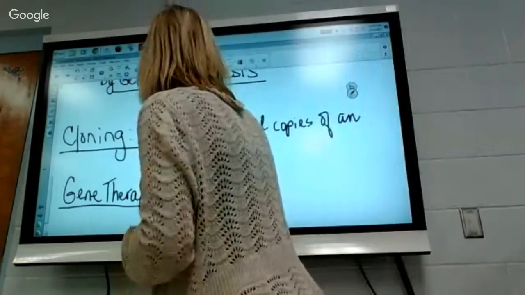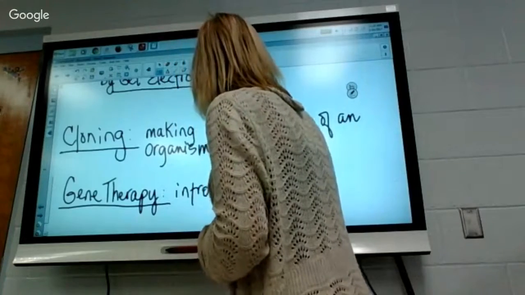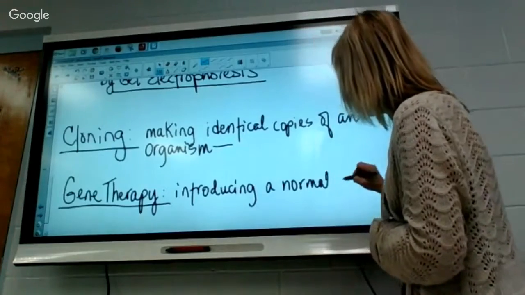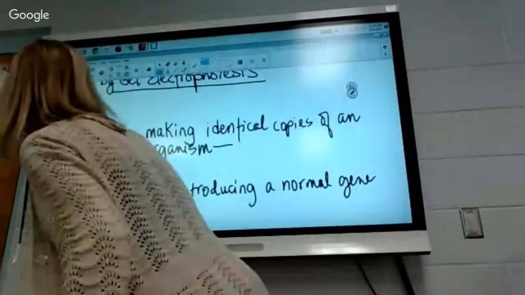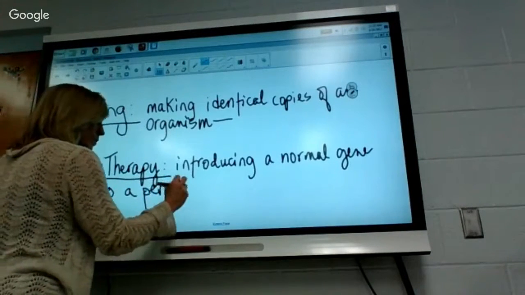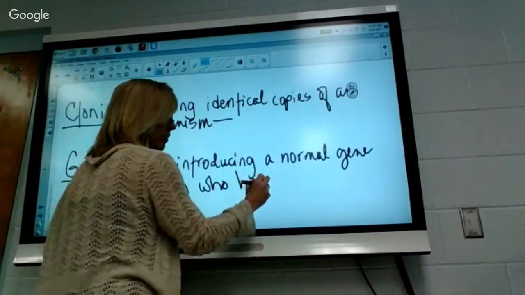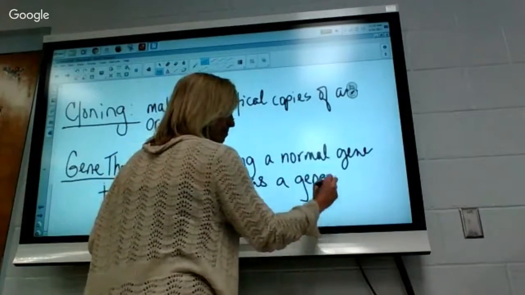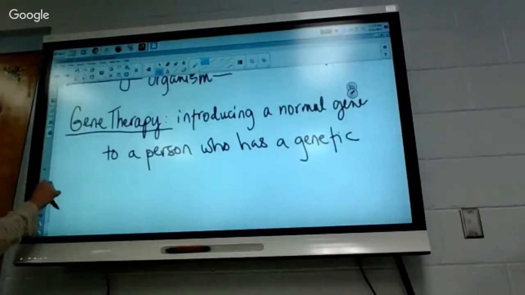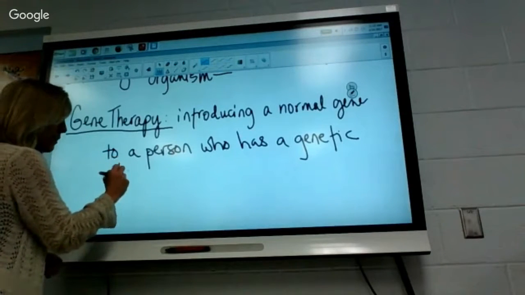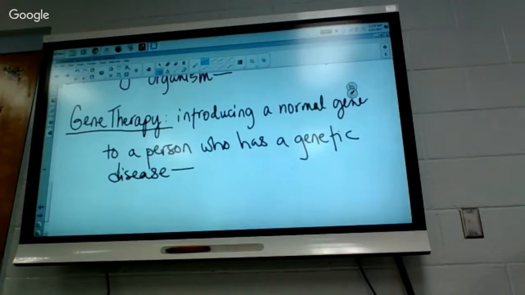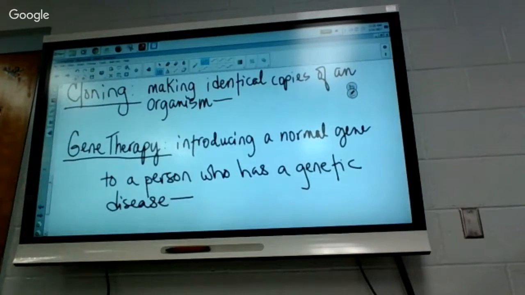Okay, so this is introducing a normal gene to a person who has a genetic disease. So it's a treatment, but you're trying to fix a genetic disease you were born with, or that person was born with.